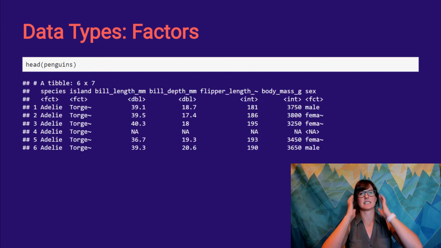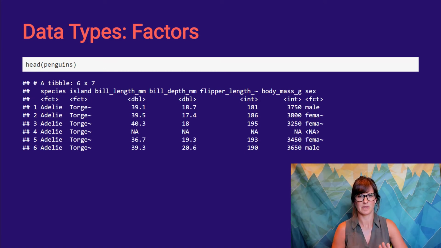Now, we have this next type called factors. And I want to show you what this looks like before I explain it. So here I've got the first few rows of a data set, and this data set involves different penguins of different species and some biographical information about the penguins.